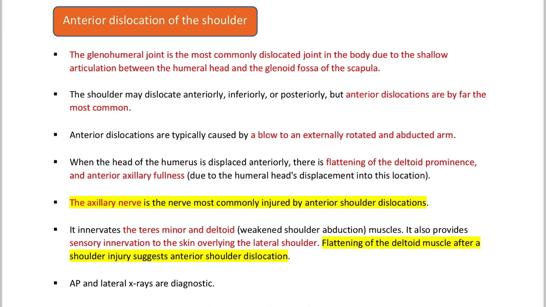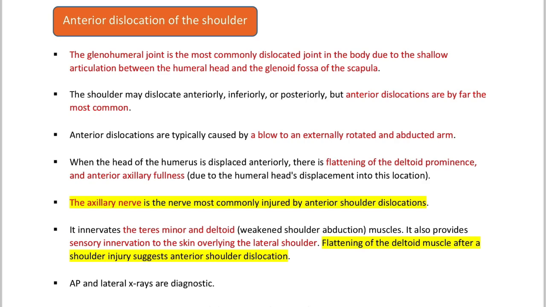So today in this video we are discussing first aid series episode 5. We are discussing anterior dislocation of the shoulder and some rotator cuff syndrome. First of all, what is anterior dislocation of the shoulder? In the shoulder, most commonly we can see the anterior dislocation.